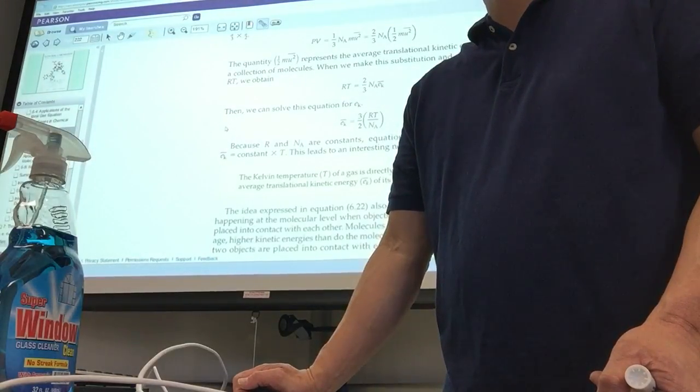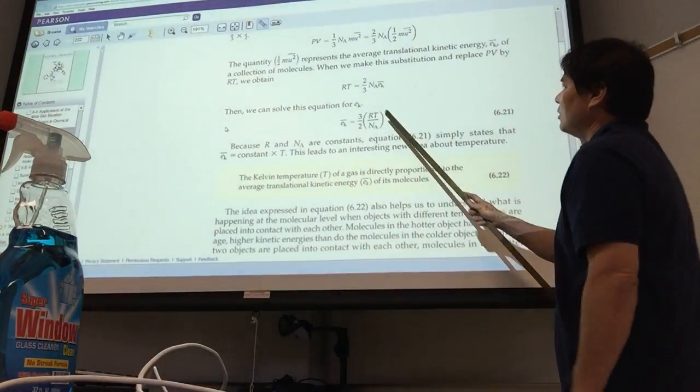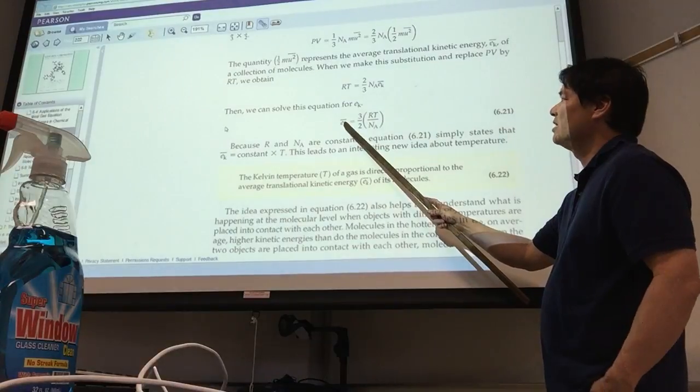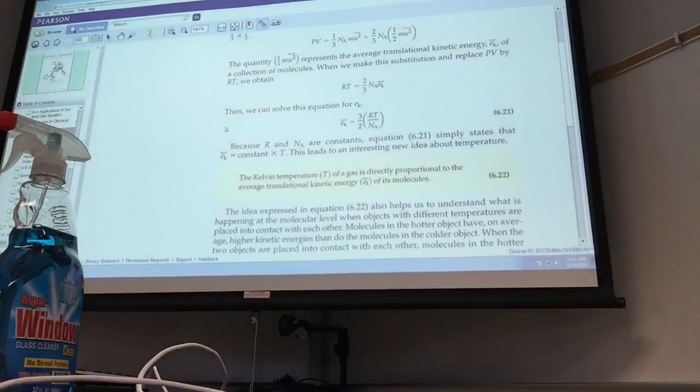It's usually given the symbol k. We don't have to introduce the Boltzmann constant here, so we're just going to call it R over Na. In terms of the Boltzmann constant, E bar K is equal to 3/2 kT, where k is R over Na. This 3/2 k is just a constant, and so E bar K is proportional to the temperature.